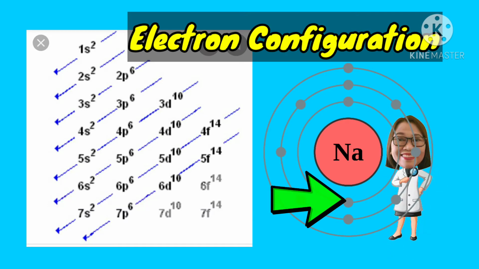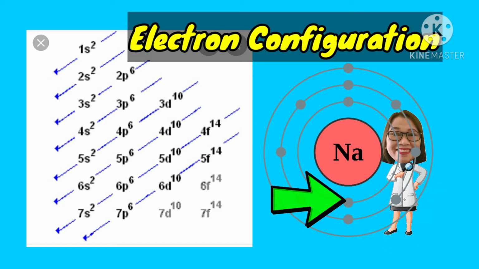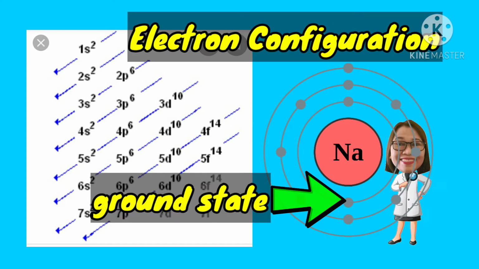When all the electrons in an atom have the lowest possible energies, the atom is said to be in its ground state.